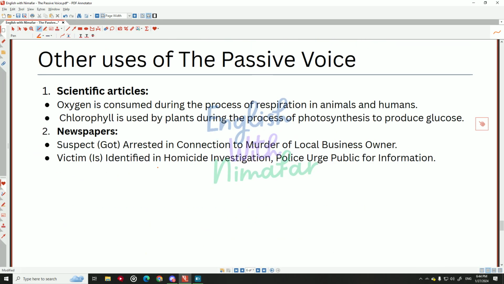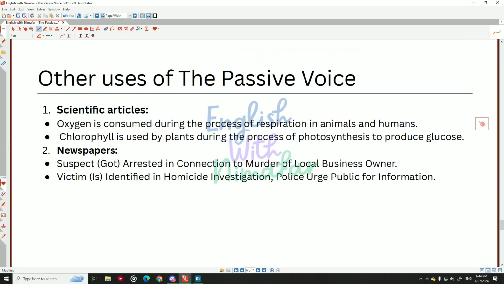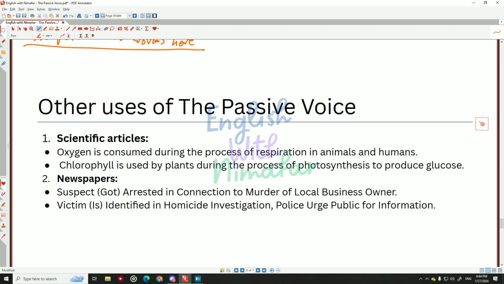And the last part is the uses. Well, scientific articles. Mostly, if your major is biology or something like that, you see that. They say oxygen is consumed during the process of respiration in animals and humans. Oxygen is consumed. Chlorophyll is used by plants during the process of photosynthesis to produce glucose, something like that. So in scientific articles, we can see that. Mostly we use it.